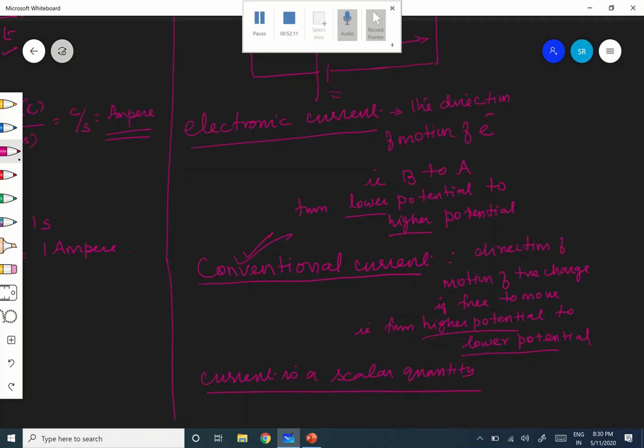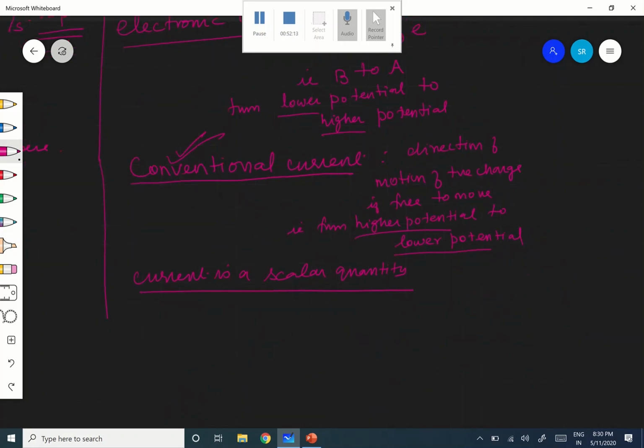Current is a scalar quantity. Though it has some direction, everything we have seen, current actually is a scalar quantity. Why? For example, I have one current, this is the current I, and here it is branching into I1, I2.